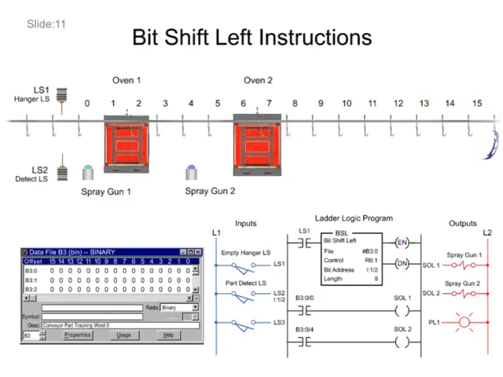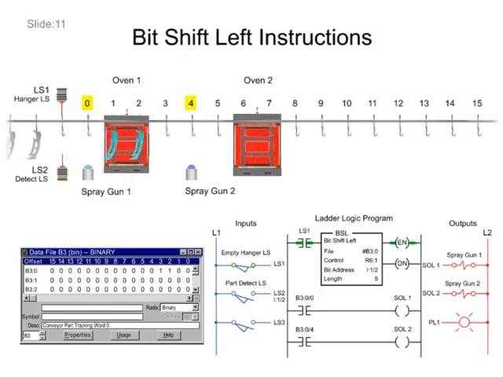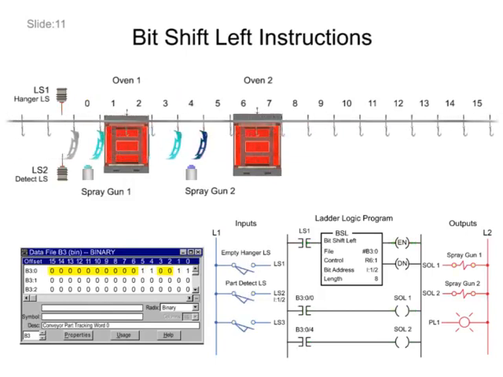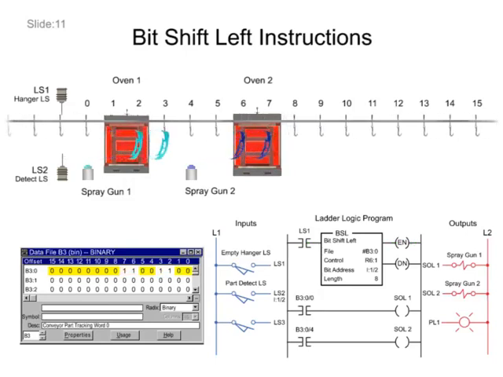Repeating the sequence, parts are painted when logic 1s are shifted into the first and fourth bit of the word, and logic 0s allow empty hooks to pass without paint operations.